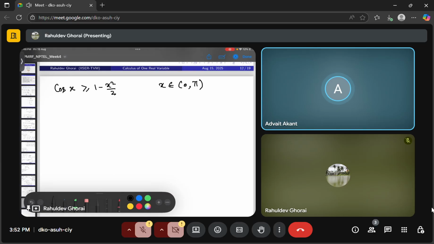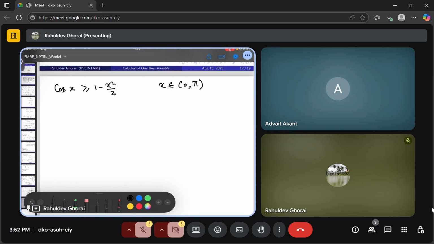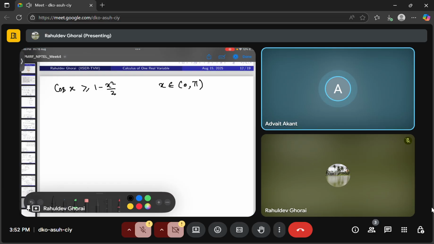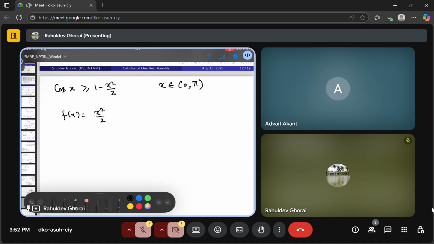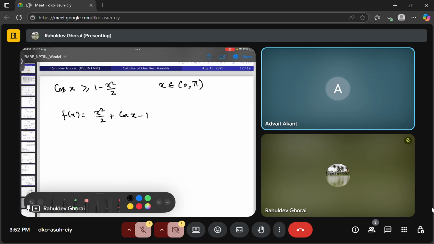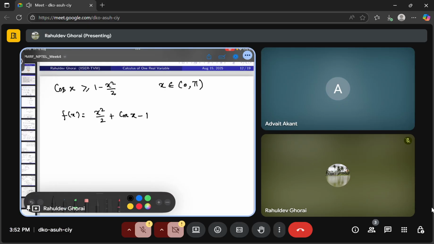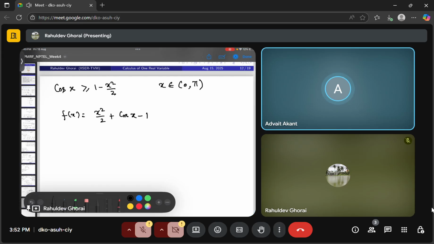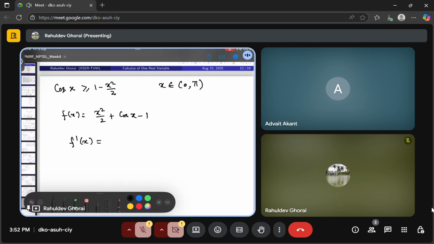Yes, I can prove that inequality. How? We can consider f(x) to be x squared by 2 plus cos x minus 1. Sorry, you are telling plus cos x minus 1, right? Yes. Then we can compute its derivative, f prime x. Am I correct?